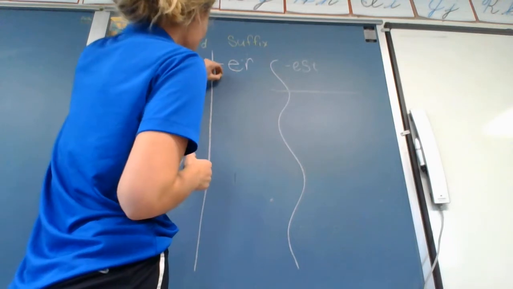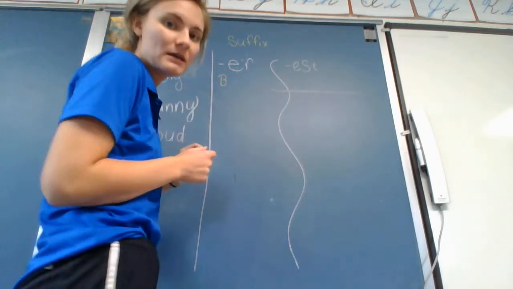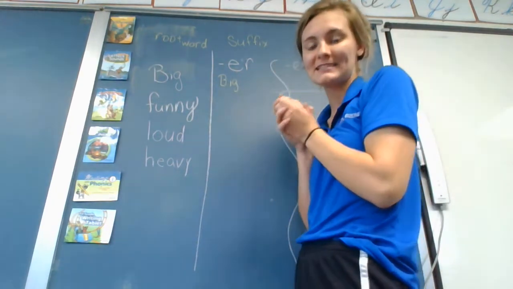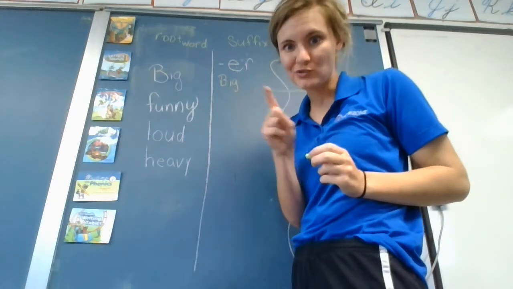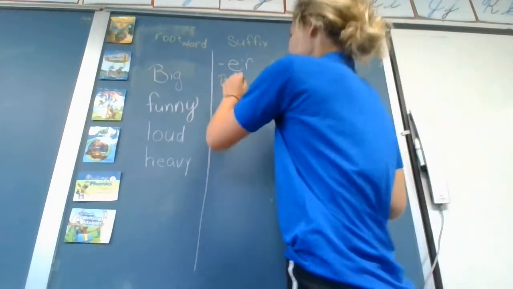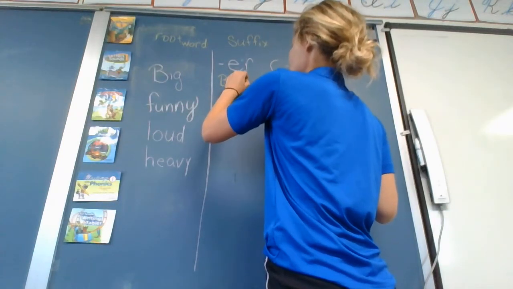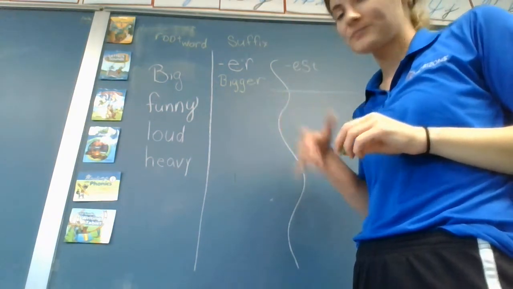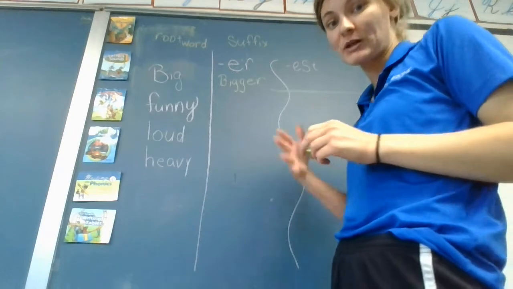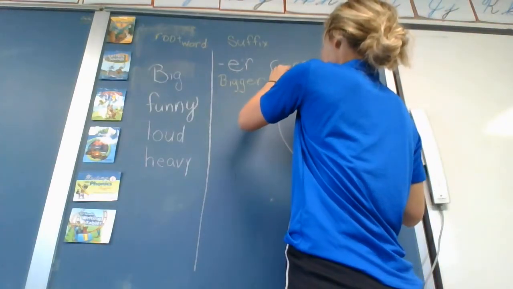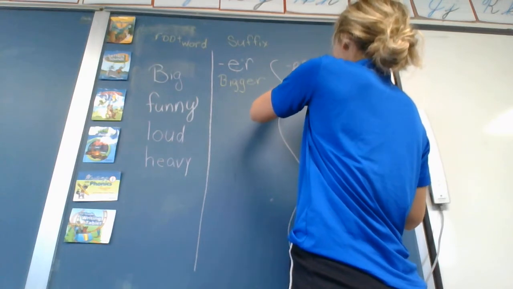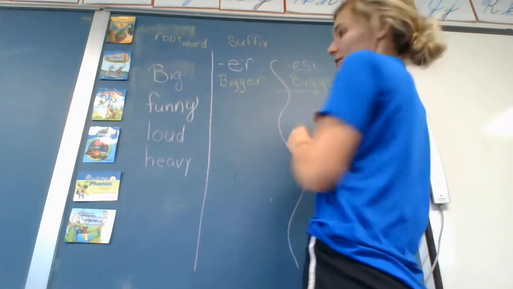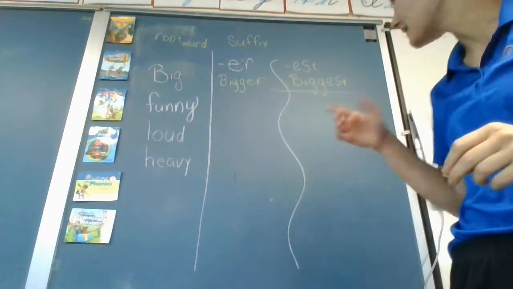So we'll do B-I-G. Now, when we add that suffix, we're going to write another G. So we're going to double that consonant. G, G, E, R. So we double that, bigger. Same thing when we make it biggest. We're going to double that G. Right? When we write biggest, we double that G and we get biggest.